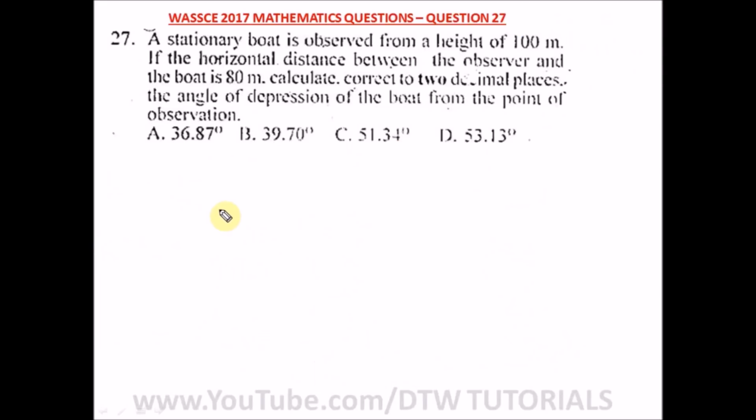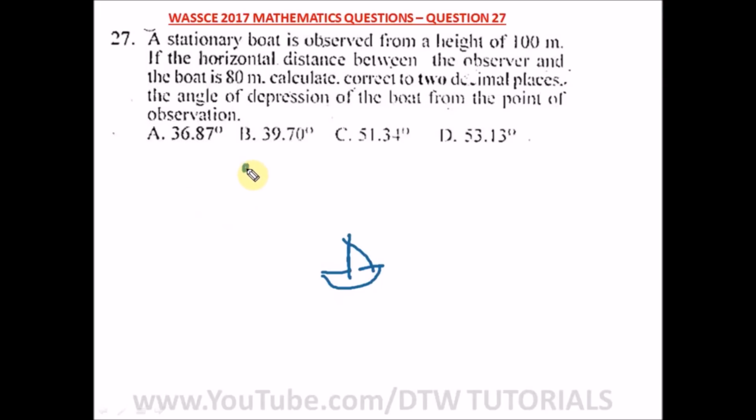All right. Question 27 of our WASSCE 2017 mathematics question. It says a stationary boat is observed from a height of 100 meters. So a stationary boat staying somewhere here is observed from a height of 100 meters.